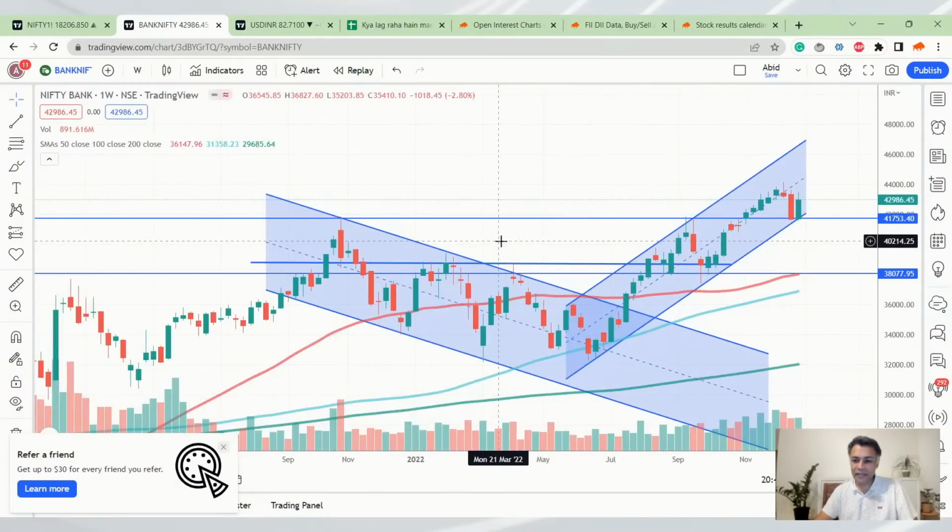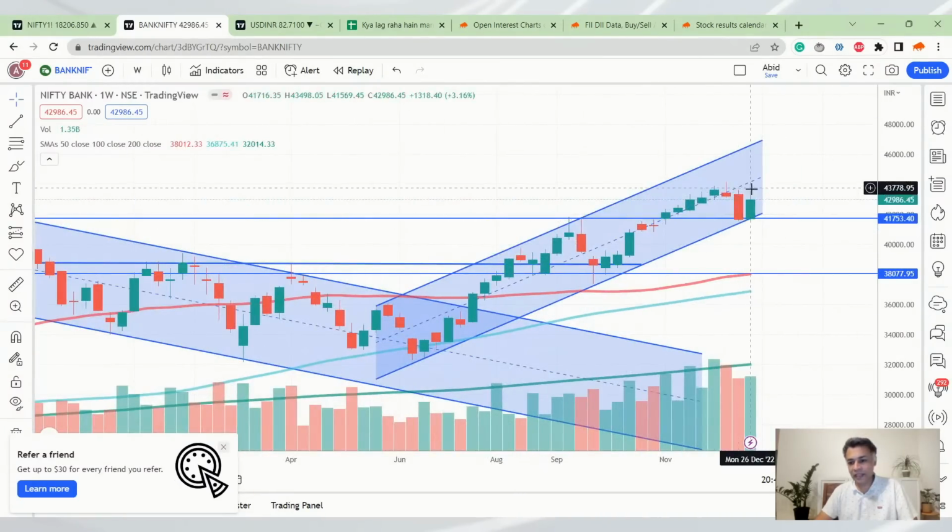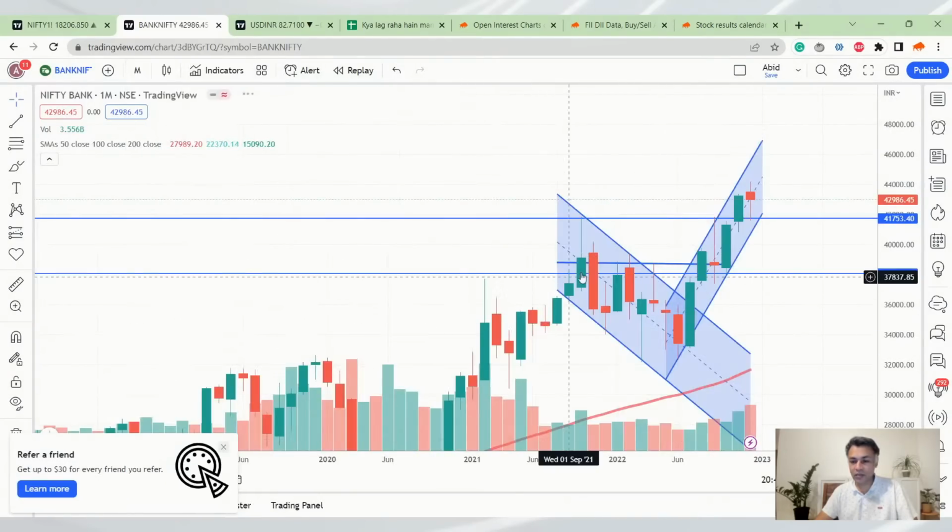If you look at weekly, this is a reversal signal, which is a bullish engulfing, harami. And finally, if you look at the monthly chart of Bank Nifty also, this is not a bearish signal.